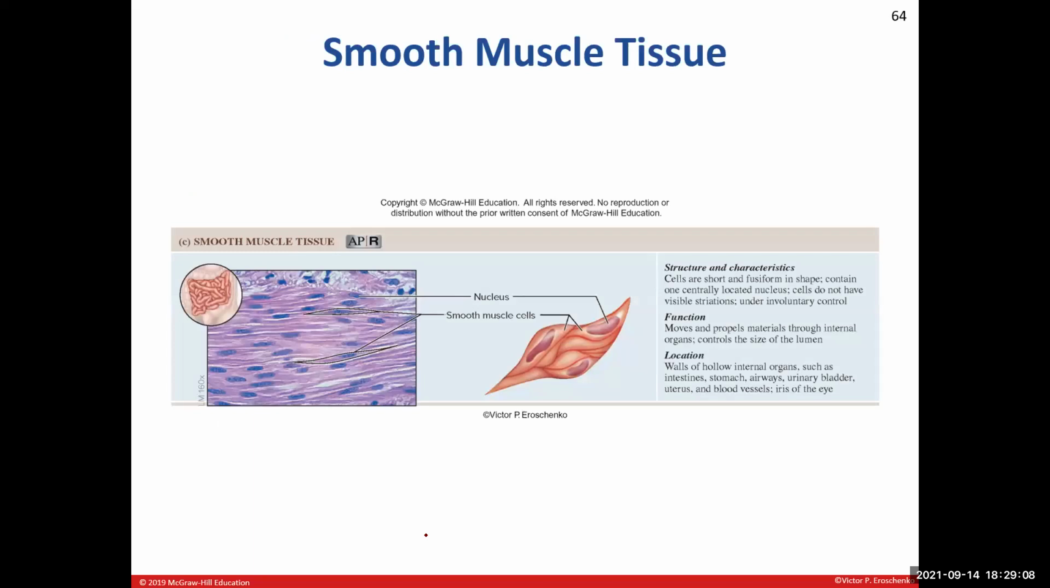So here you can see a nice picture of our smooth muscle tissue. One single nucleus per cell, no striations are apparent. Okay, and these cells look like they're tapered cells.